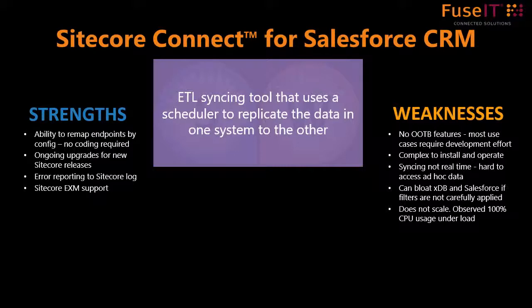Let's look at Sitecore's offering in this space. Sitecore Connect for Salesforce CRM is a tool which helps developers sync data between Salesforce and Sitecore xConnect, thereby accessing the xDB Analytics database. It is also possible to sync between Salesforce and the Sitecore content databases. Simple filtering is possible to control the volume of content that is replicated. And of course, the data may be synced in both directions.